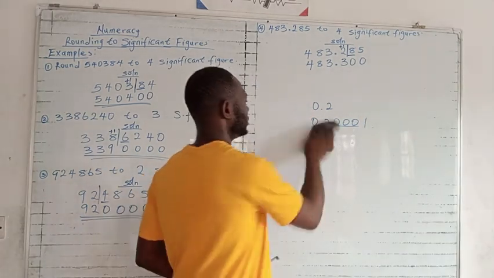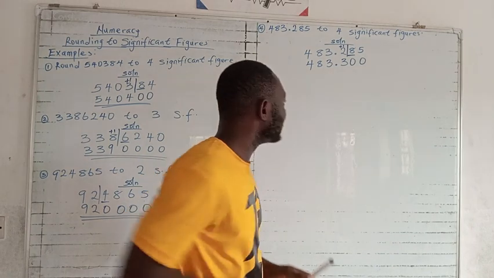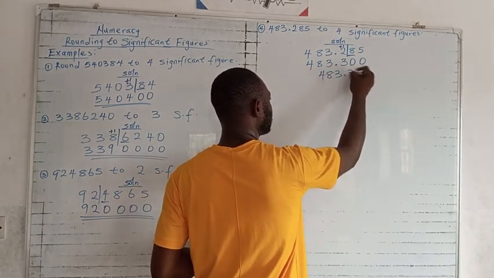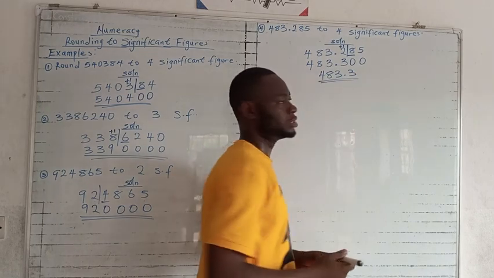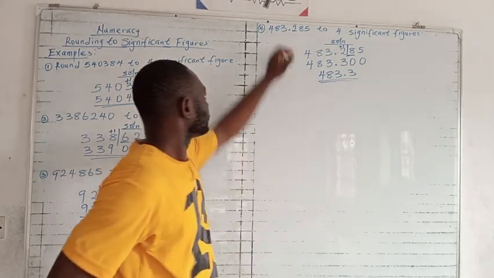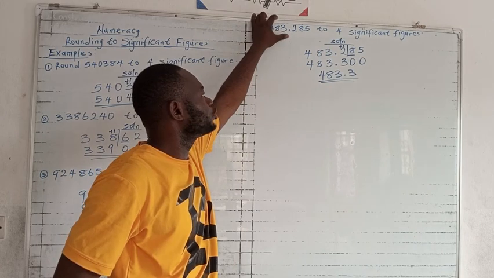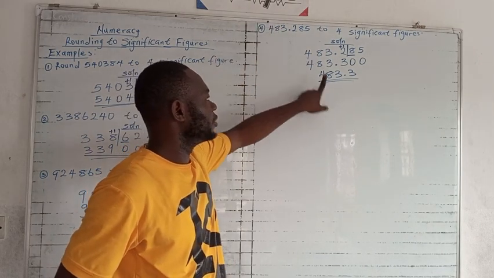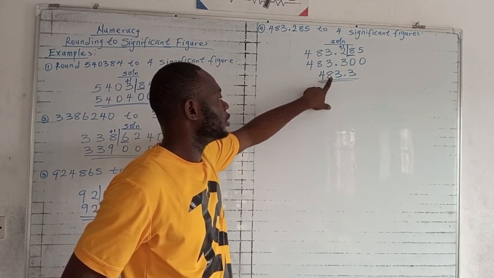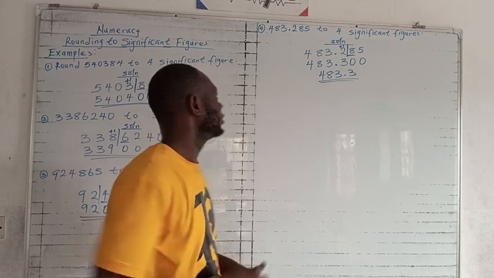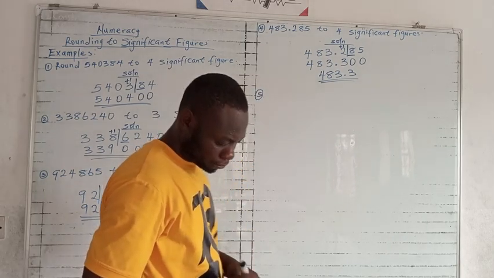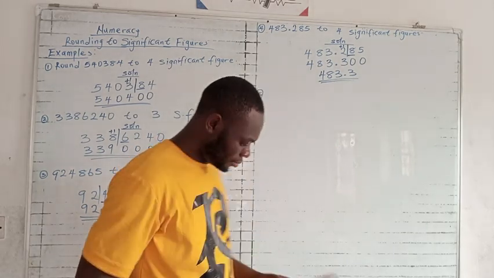So why am I saying this? I'm saying this because our final answer will now become 483.3. 4 significant figures. So 483.285 has been approximated to 4 significant figures, and the answer is 483.3. Let's look at example 5.